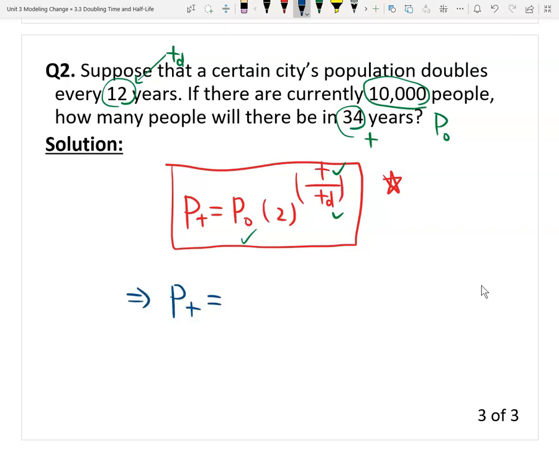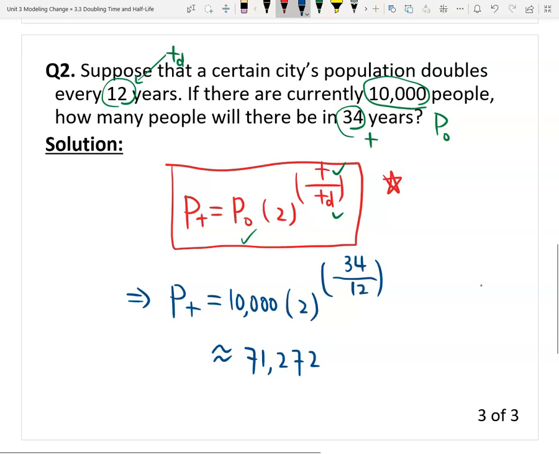So Pt, the future value, equals P0 which is 10,000 times 2 raised to the power of t, which is 34 years, over TD, which is 12 years. See, we have everything. Plugging this into the formula for calculation, we will get this number, around 71,272. That's the answer. That's all.